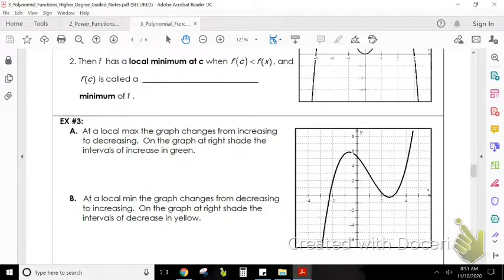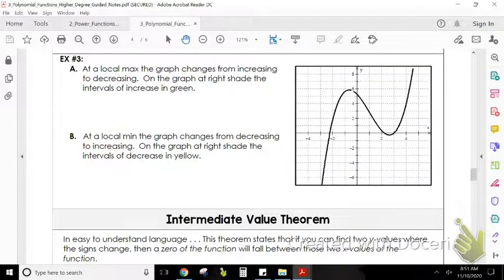All right, so at a local max, the graph changes from increasing to decreasing. On the graph to the right, shade the intervals of increase in green. Even if we don't have the right colors, or we don't have a color at all, let's say we just have our pencil, you can always identify these by using different shading methods, okay?